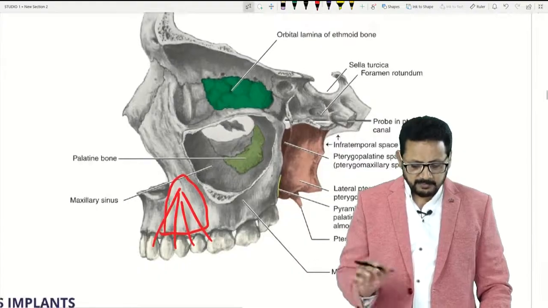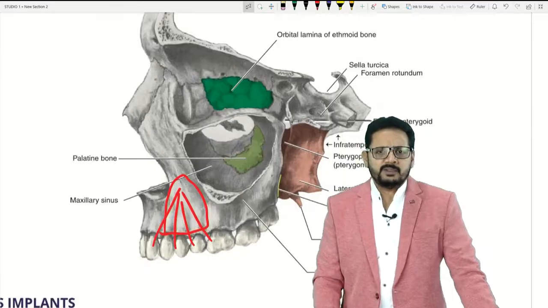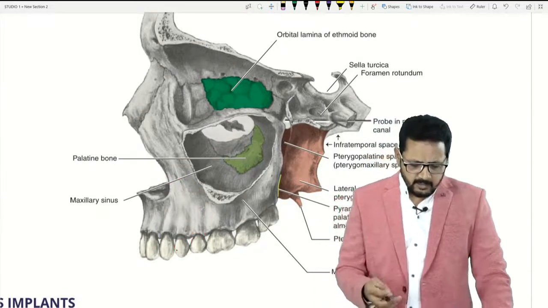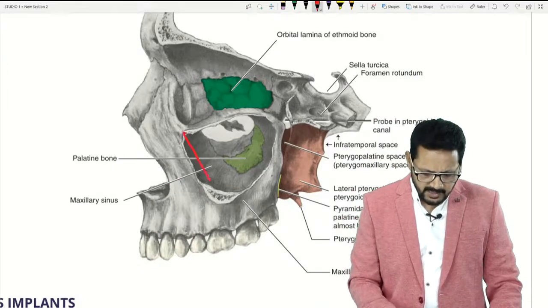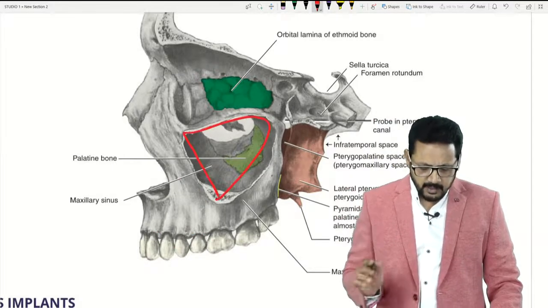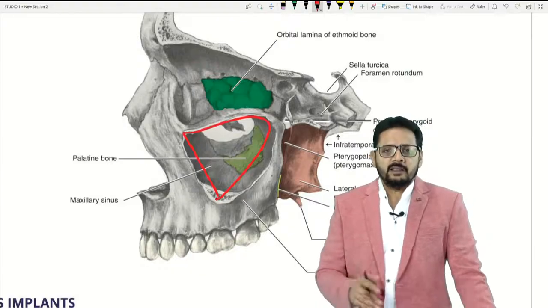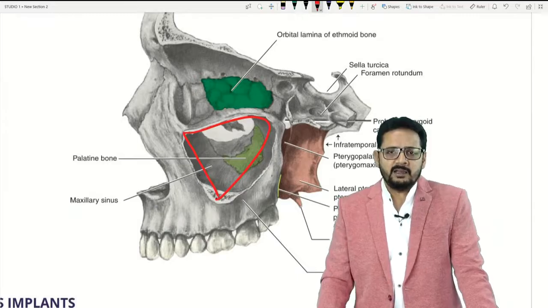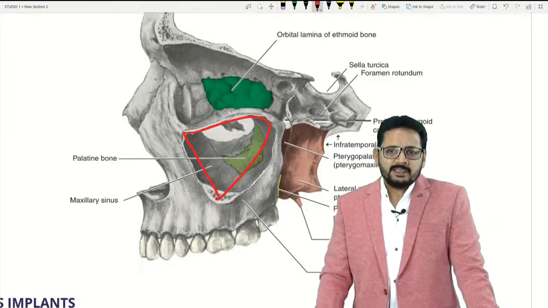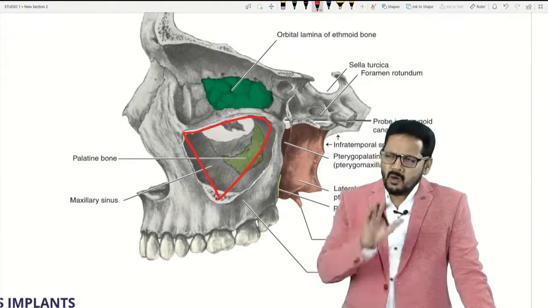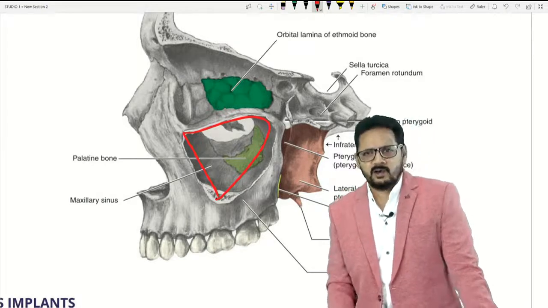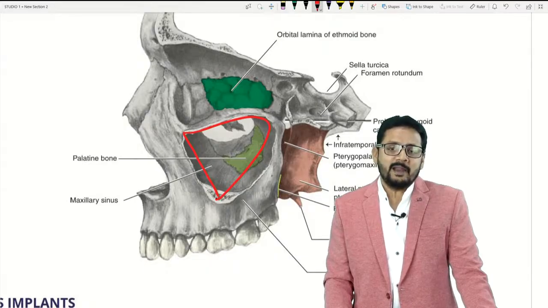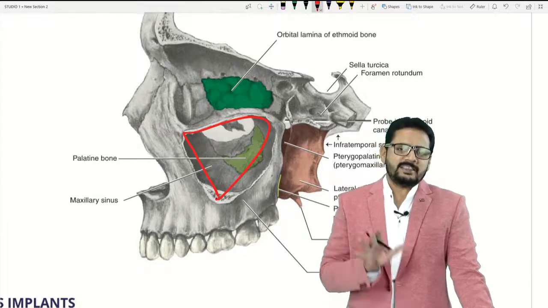Okay. Now, moving further posteriorly. What is this area? You are seeing this area, right? What I have dotted in the red marking is the maxillary sinus. You are right, 100% right. See, this is where a lot of clinicians, a lot of practitioners, actually fear to place an implant in the maxillary sinus region.